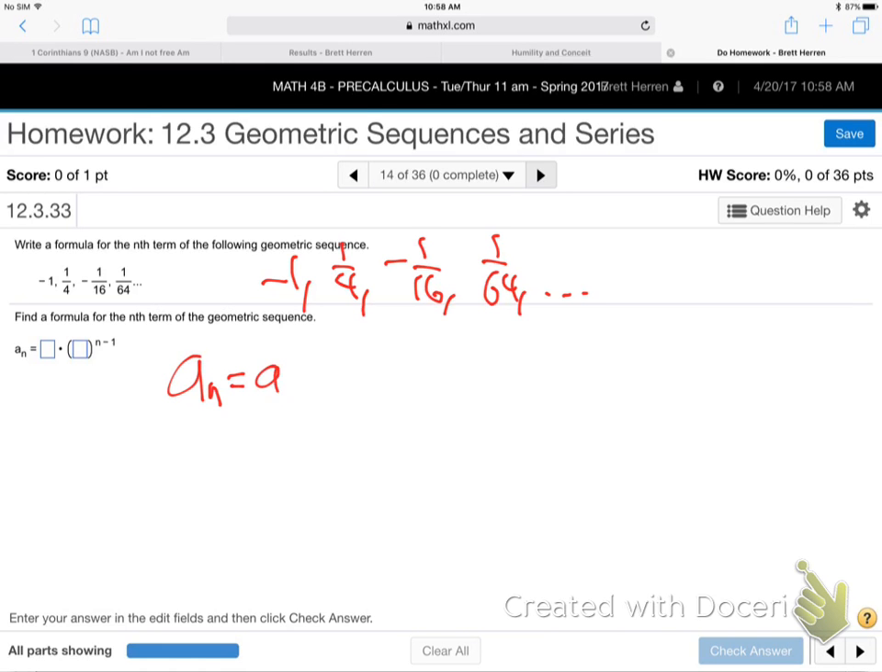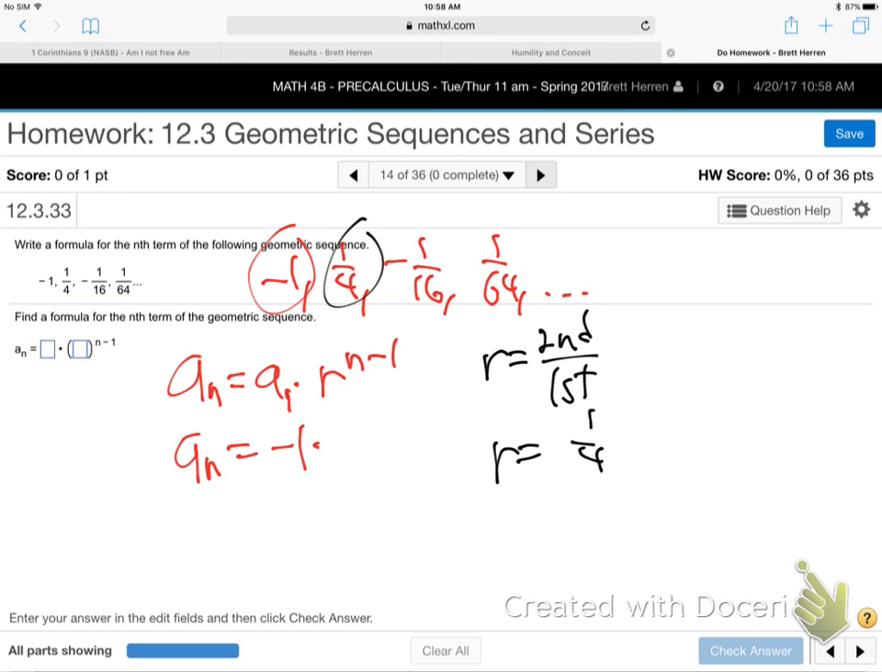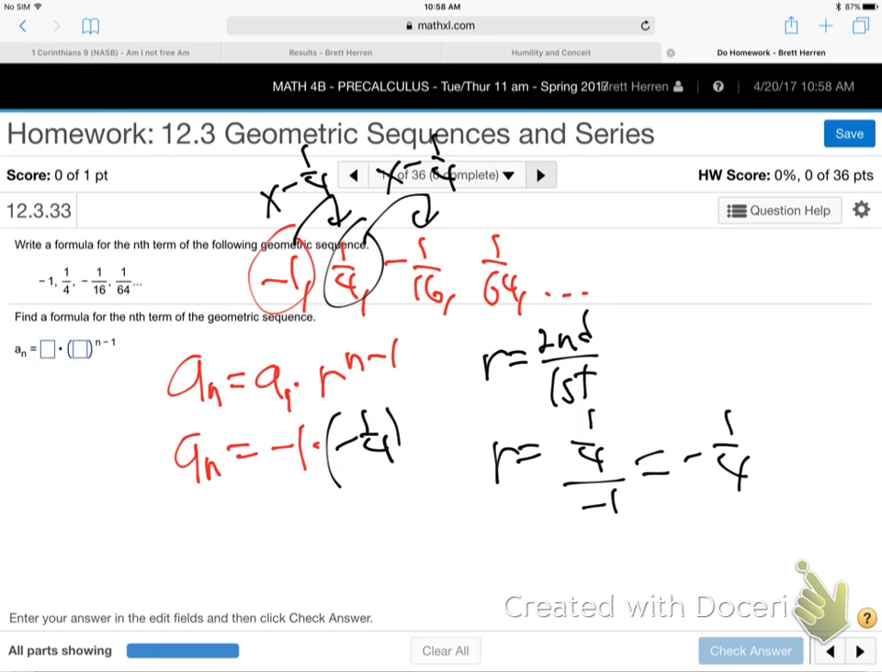So a sub n is a1 times r to the n minus 1. What's a1? First term, -1. Okay, now r, if you're not sure, remember how you can find r. R is always second term divided by first term. So second term, 1/4, divided by first term. So it's -1/4, isn't it? That's what's being multiplied every time. It's times -1/4. That's why it became positive, and then it goes back to negative, and then back to positive, right? Because it's multiplying by -1/4. So the r is -1/4. So put in a -1 and a -1/4. Good? We're whipping these out.